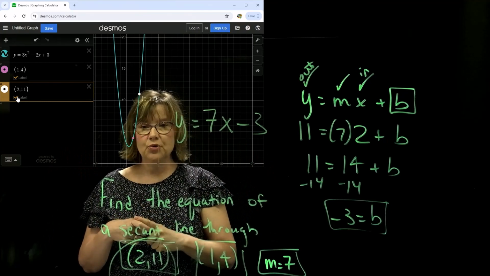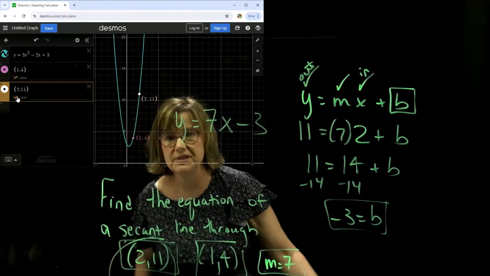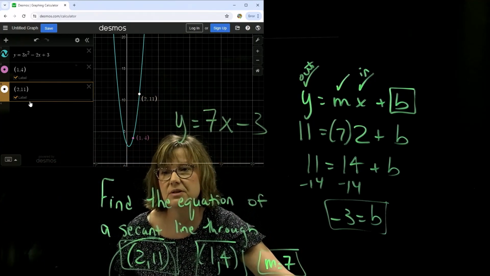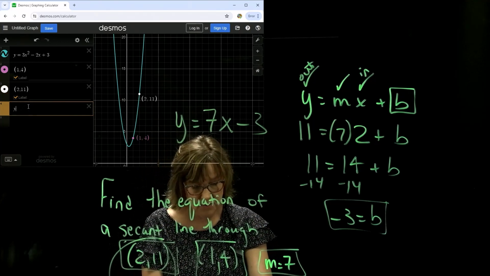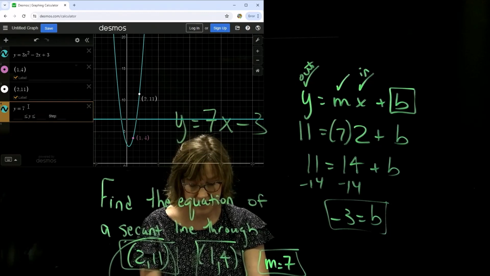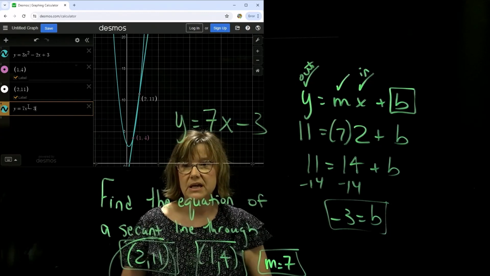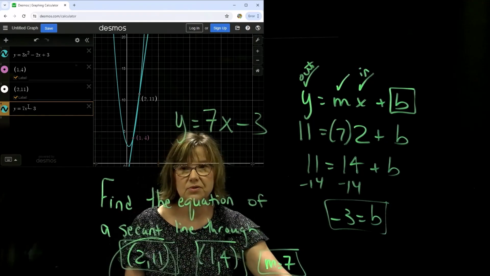That will create infinitely many points to graph on this line. So I'm going to type it in. So let me go to Desmos. And y equals, what do we have? And you can use f of x, y equals, doesn't matter, 7x minus 3. And it looks like it goes through there, which is good.